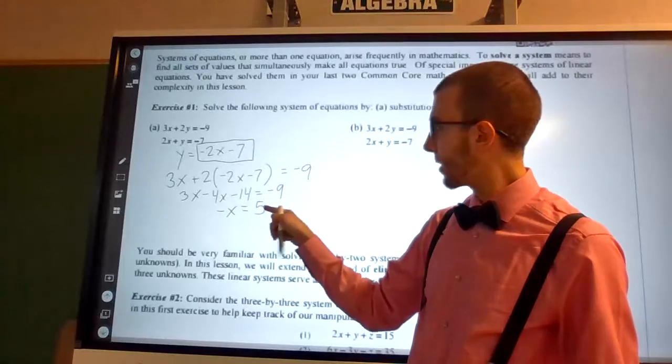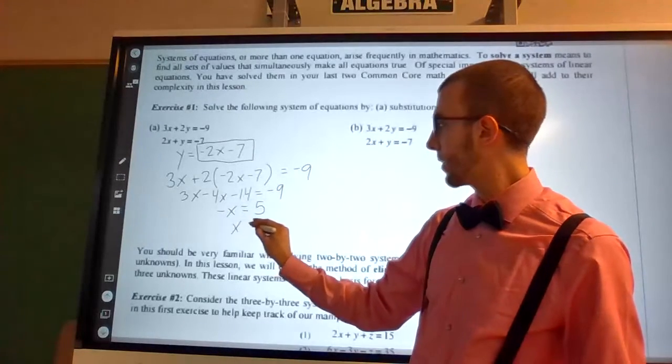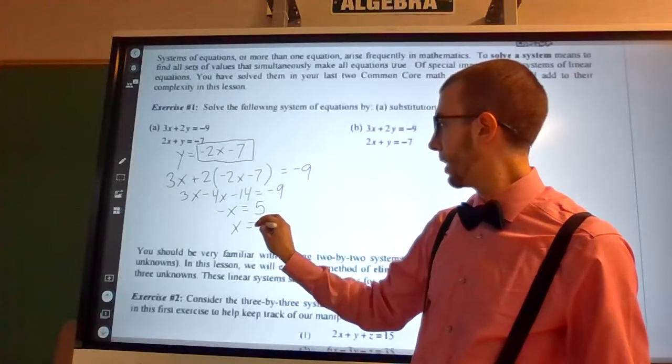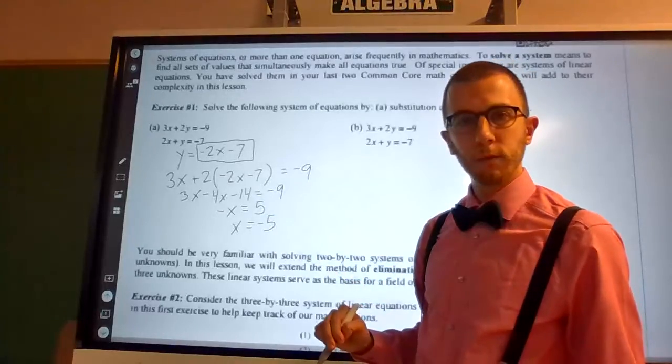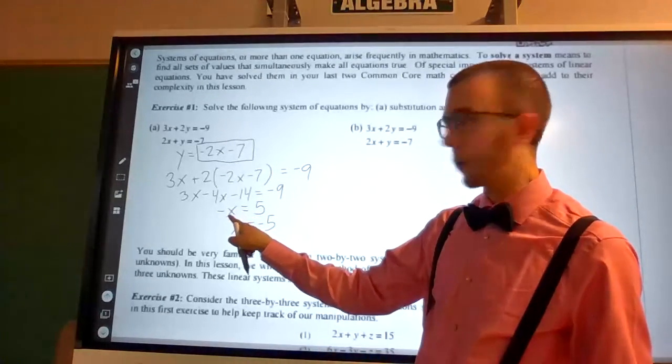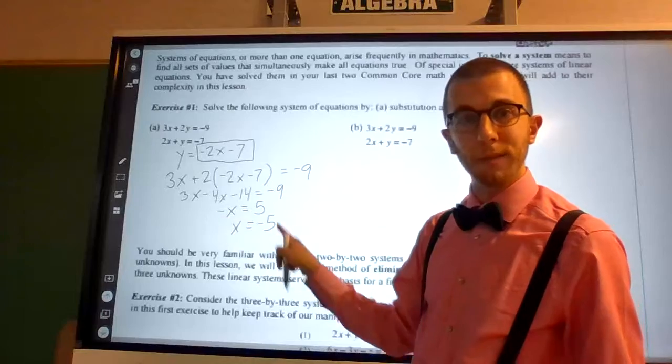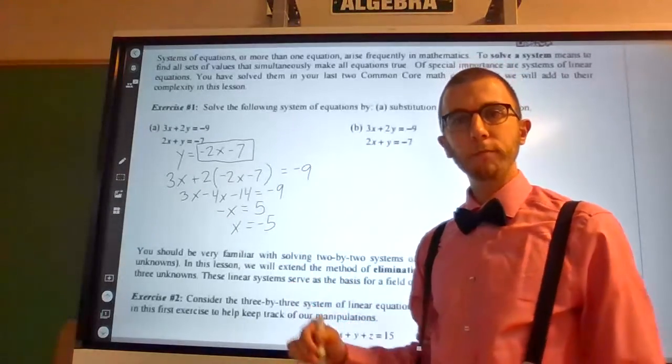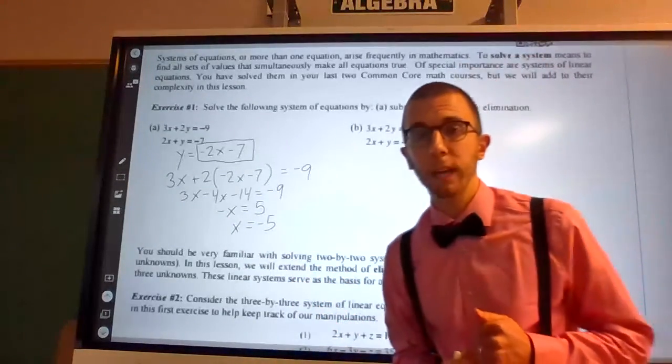So if -x equals 5, that means x equals -5. Okay, and you can find that by multiplying by -1 or dividing by -1. Okay, so we have x equals -5.